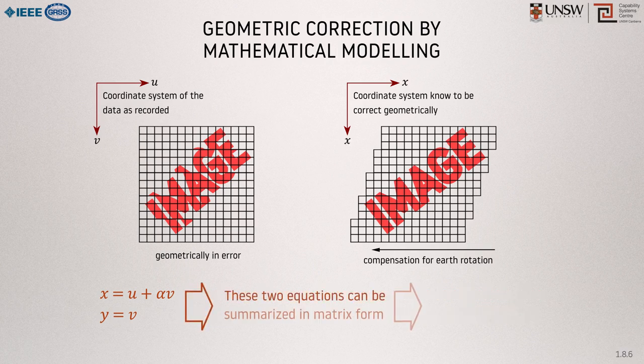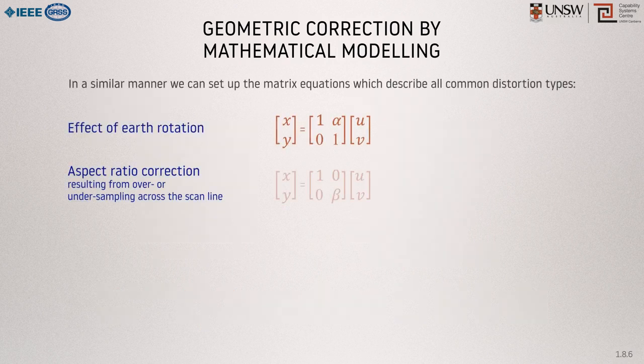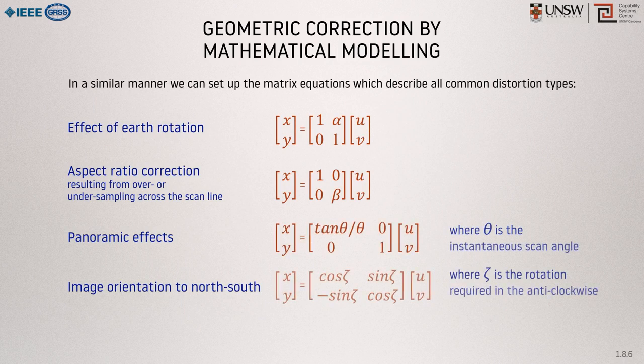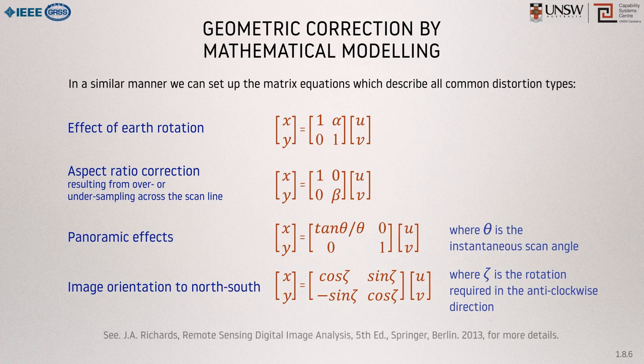It is convenient to express the pair of equations in matrix form because that helps when we have to make several corrections. The value of alpha depends on the platform orbital properties and the location at which the image was recorded. If we examine the geometric characteristics of other distortion types, it is possible to set up similar equations as shown on this slide. The next step would be to use these relationships to create a geometrically correct image.